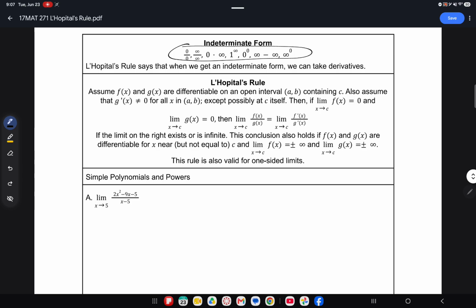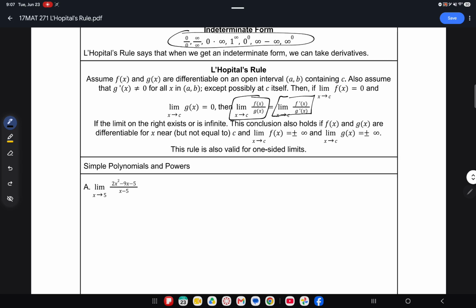So we're going to assume that f of x and g of x are differentiable on an interval a to b, and they contain some point c. And then we also are going to assume that the derivative of g of x is not 0 for all of x in that interval. And then we have, let's say this right here, the limit as x approaches c of f of x over g of x. If we substitute in c, we get an indeterminate form. We can then do L'Hopital's rule, which is take the derivative of each one and try again, right?